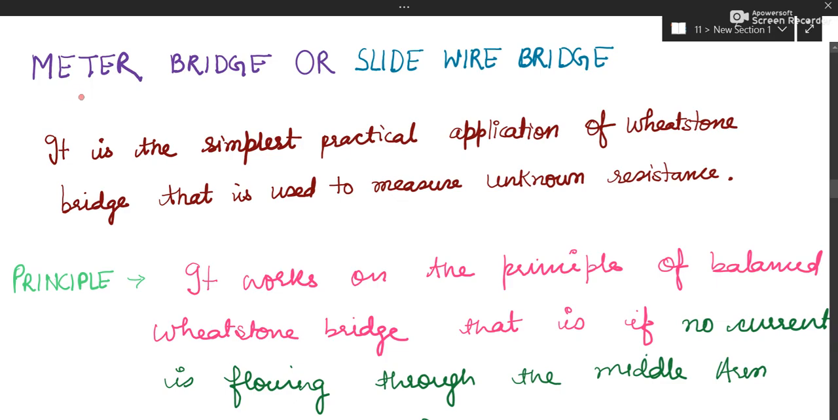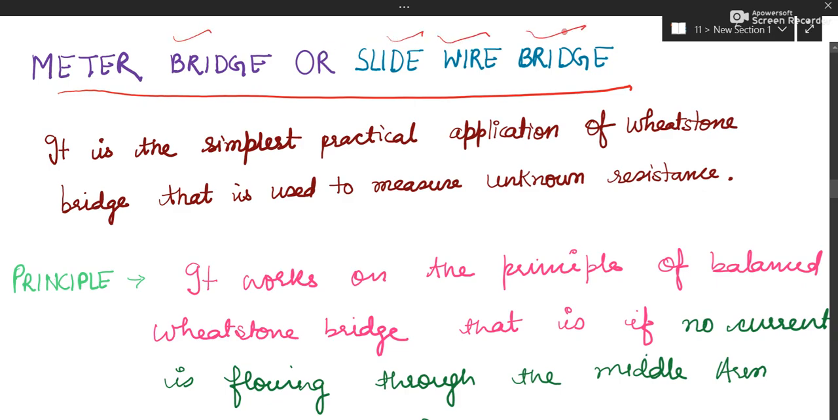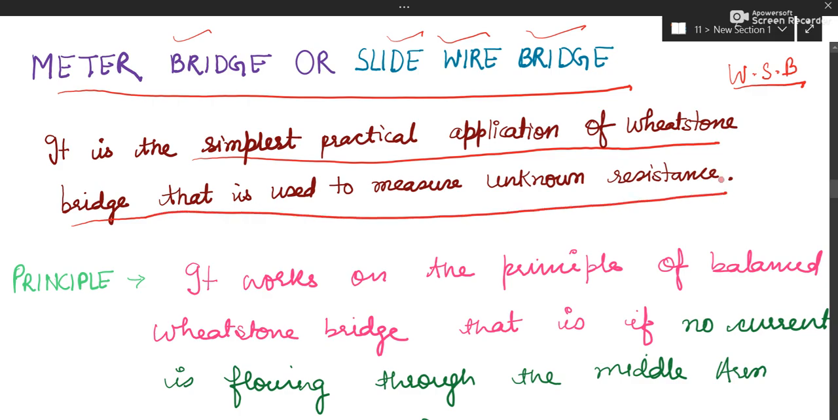So, meter bridge. Now next topic, which is quite important: meter bridge, other name is slide wire bridge. This is an application of Wheatstone bridge, and Wheatstone bridge is an application of Kirchhoff's law. Potentiometer is also an application of Kirchhoff's law. So what is a meter bridge? It's the simplest practical application of Wheatstone bridge, that is used to measure unknown resistance.